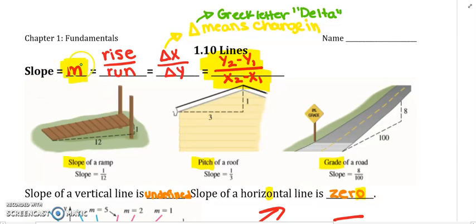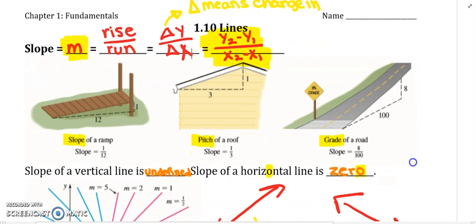Slope is abbreviated m. You know it's your rise over your run. Your change in y over change in x, that's what that delta means. It means change in; it's the Greek letter delta. And the change in y is y2 minus y1, change in x is x2 minus x1. So what's highlighted in yellow is really the formula: m equals y2 minus y1 over x2 minus x1.